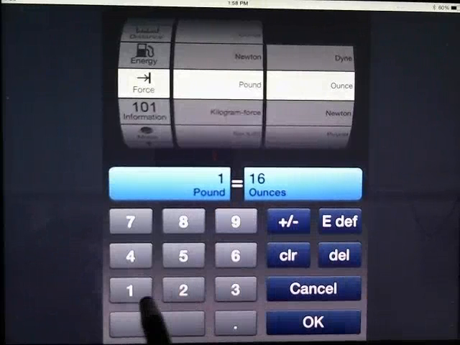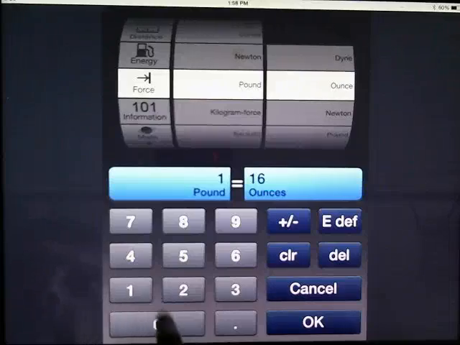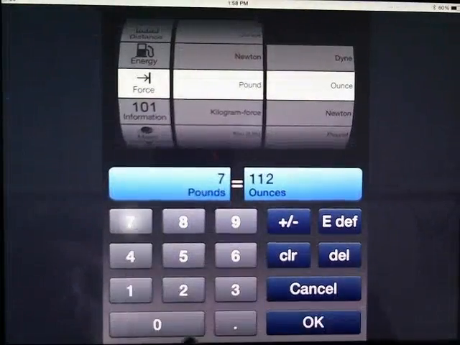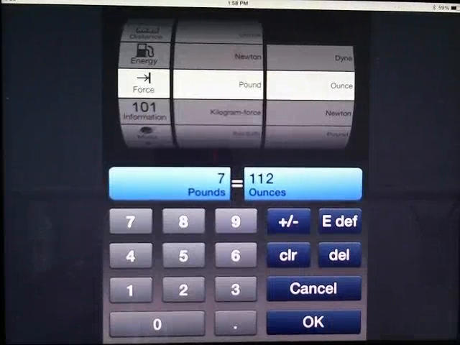It's set up so that I can type in the problem. What did I say? 17 pounds. I can type it in and it does the calculation immediately for me, but I don't see how it happens. So I want to go back and actually do this.